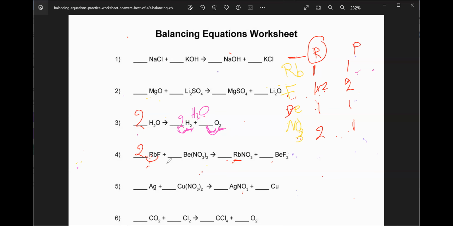We added because of the fluorine, but rubidium started to be unbalanced. Because this is now two, what do I do here? We also put two. And then if it has two, what happens for the nitrate? Nitrate is also going to be two. So nitrate is balanced because we have two on the reactant and two on the product side. Very good, so everything is good.